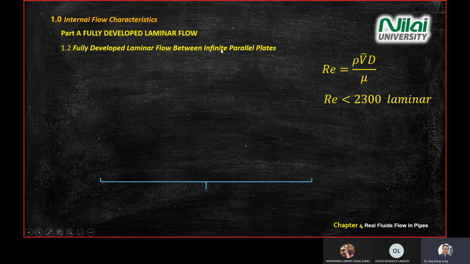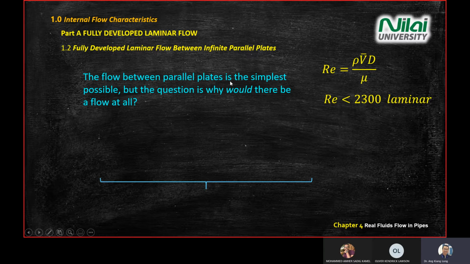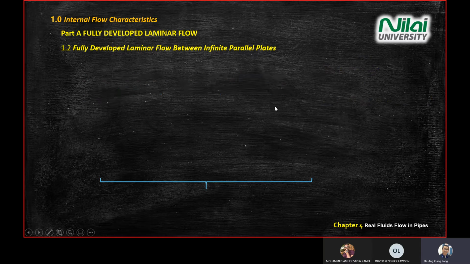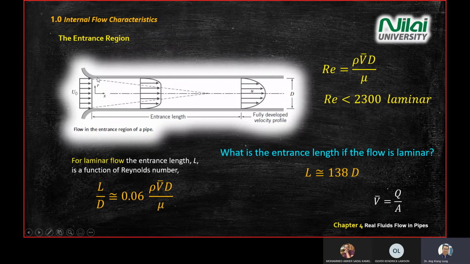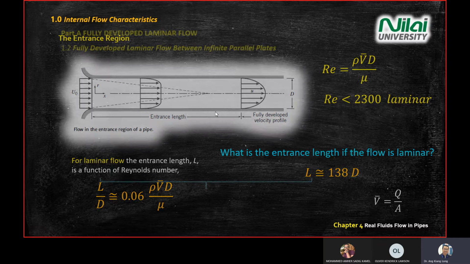So we're going to look at a few scenarios. The first scenario, we're going to look at fully developed laminar flow between two parallel plates. Two parallel plates means that we assume that we are not having a tube, but there's a plate above and a plate below.